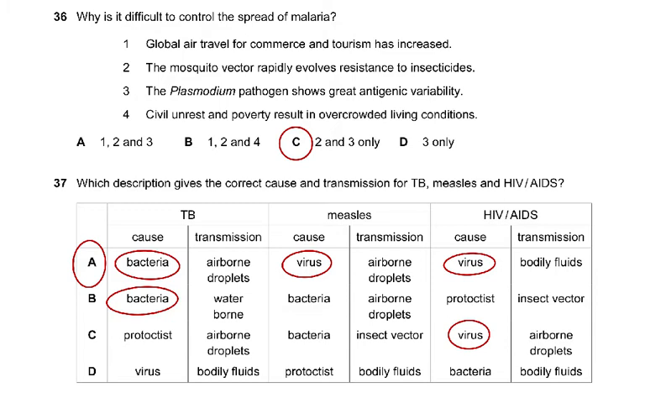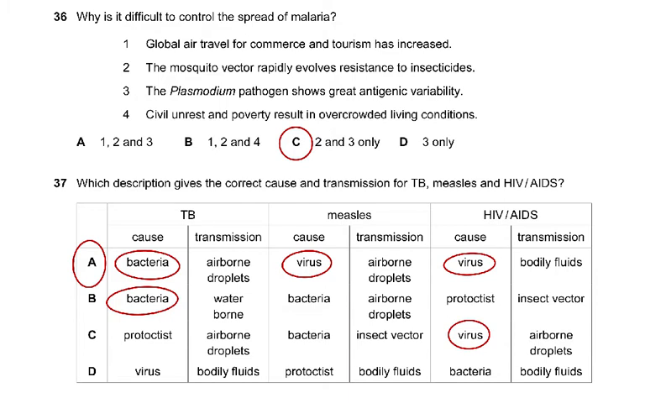Number two, the mosquito vector rapidly evolves resistance to insecticide. Yes, so more mosquitoes, more spread of malaria. Then the Plasmodium pathogen shows great antigenic variability, so it's very difficult to control it. So if it is variable, then of course we're going to have repeated infections of it.